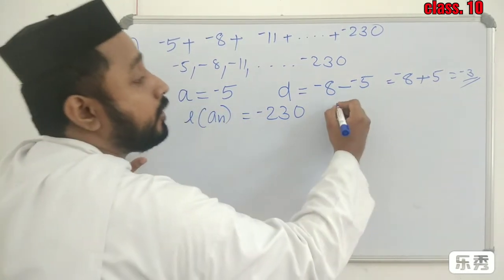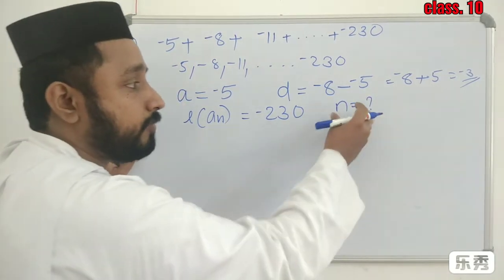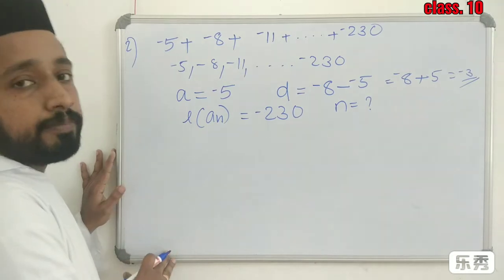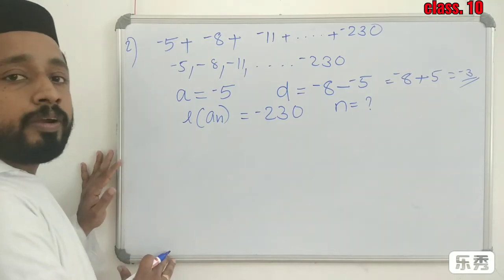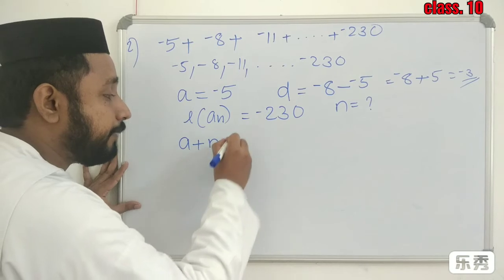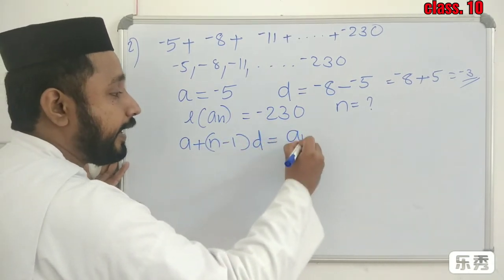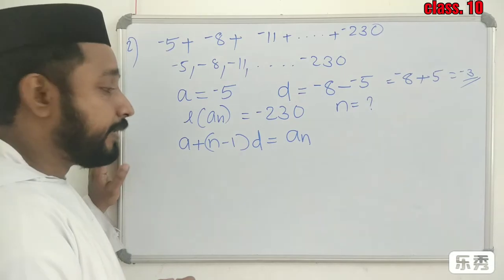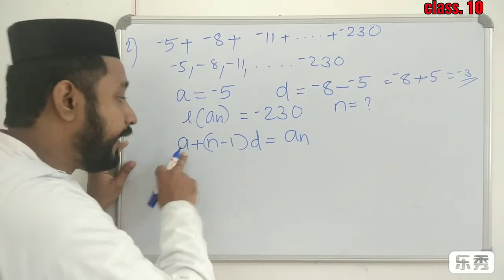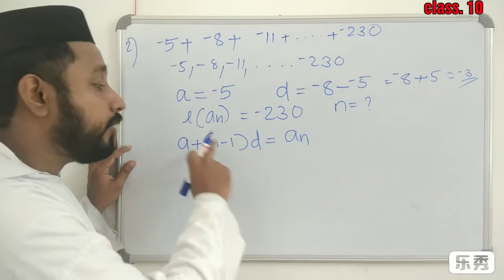But we don't know the value of n. So first we have to find out n. For that we use the formula for the nth term of an AP: a plus n minus 1 into d is equal to an. Then substitute the values of a, d and an in this equation. We will get the value of n.